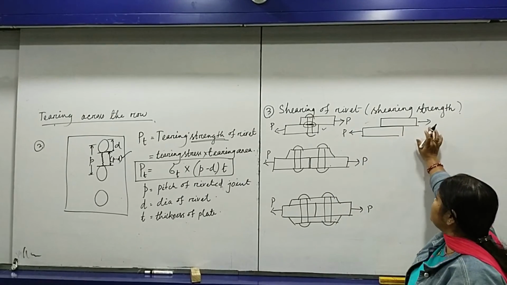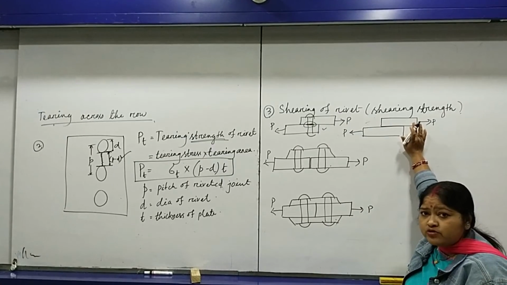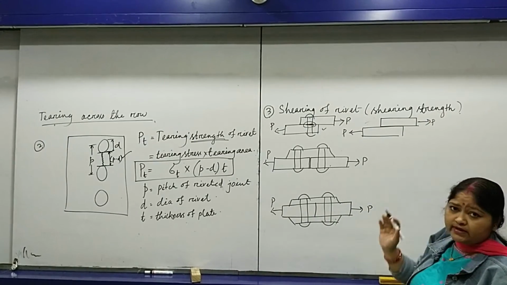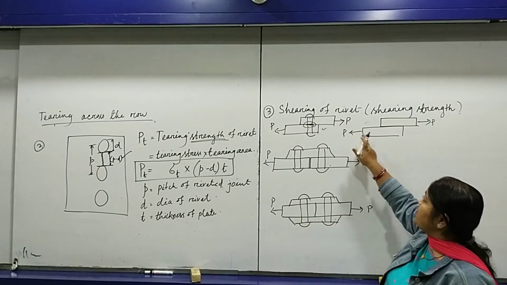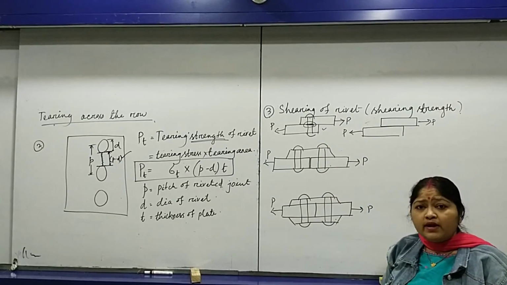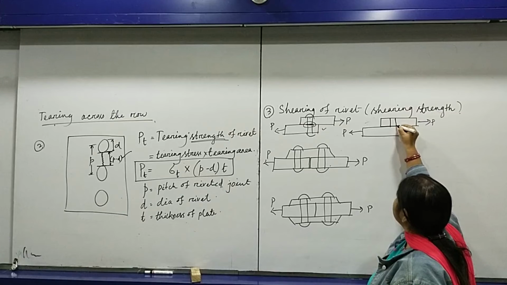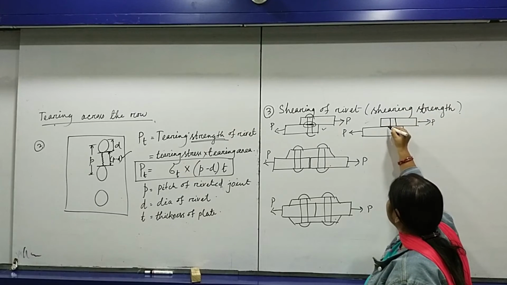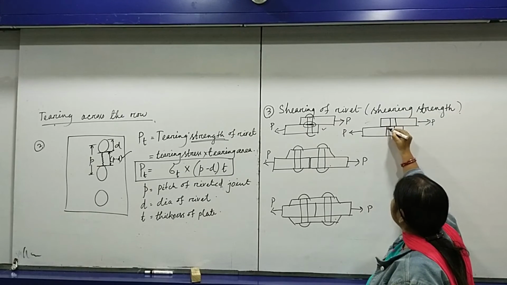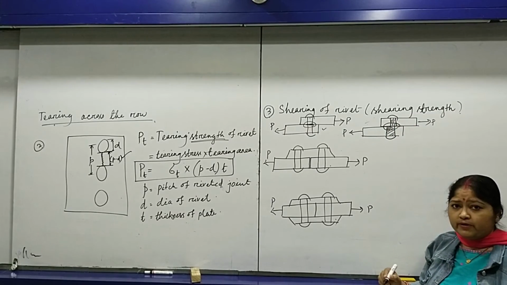So when force P is applied on the upper plate, this upper plate tries to move towards the right-hand direction. And when the force P is applied on the lower plate, it tries to move towards the left-hand direction. Hence, shearing occurs in the rivet. Here it is my rivet, right? So in this surface, shearing will occur.